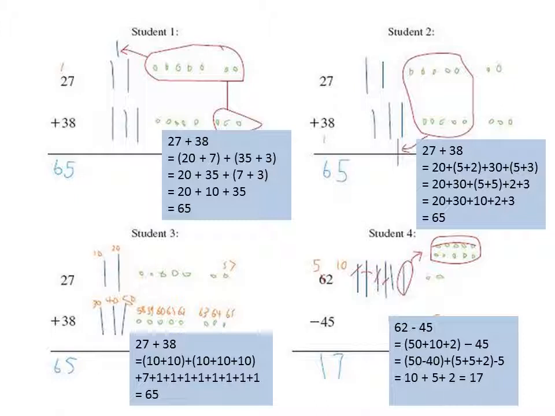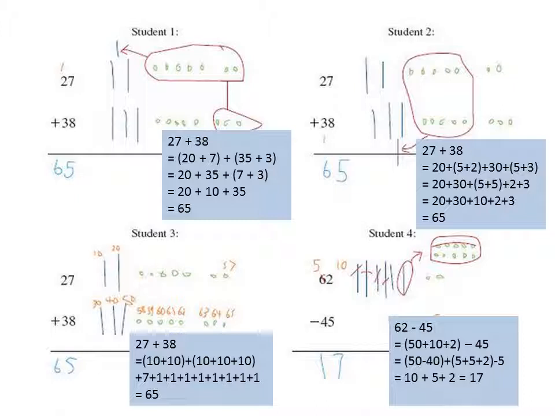So in student one's work, we see that they decomposed the 27 into 20 plus 7 and the 38 into 35 plus 3. The student was then able to make a 10 using the 7 and the 3 from the ones place, which built to 20 plus 10 plus 35. And that student resulted in 65 as the answer to the addition problem.